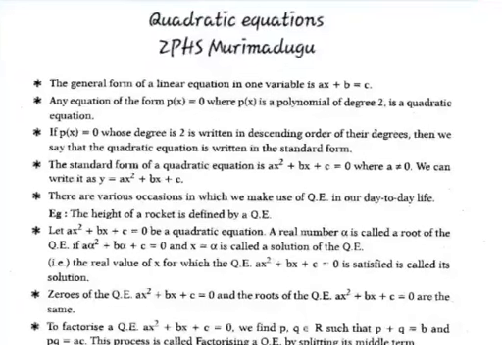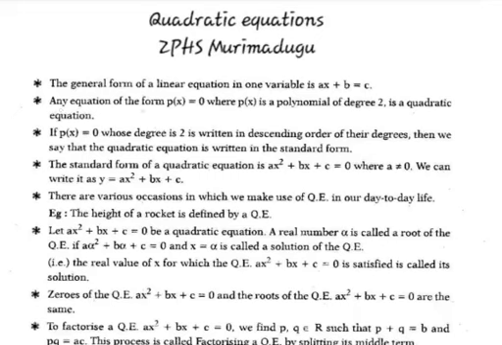Quadratic equations. The general form of a linear equation in one variable is ax plus b equal to c. Here x is the variable, only one variable is there. So this is called the linear equation.